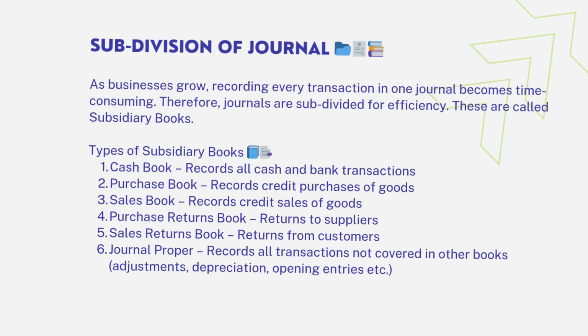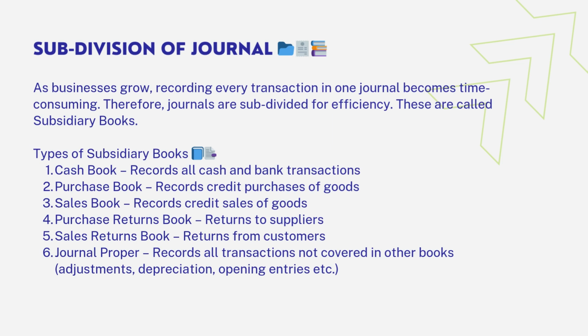Subdivision of journal. As businesses grow, recording every transaction in one journal becomes time-consuming. Therefore, journals are subdivided for efficiency. These are called subsidiary books. These include the cash book, which records all cash and bank transactions; the purchase book, which records credit purchases of goods; and the sales book, which records credit sales of goods.